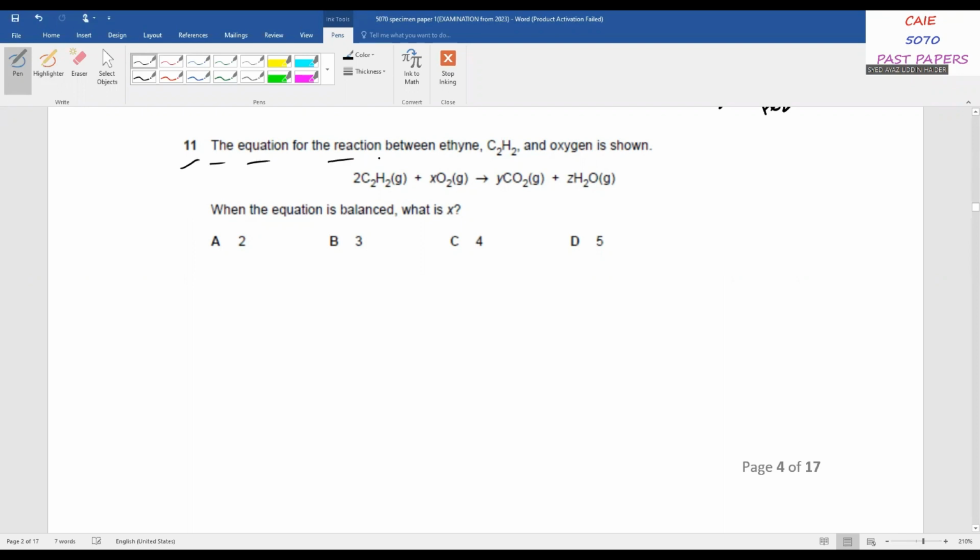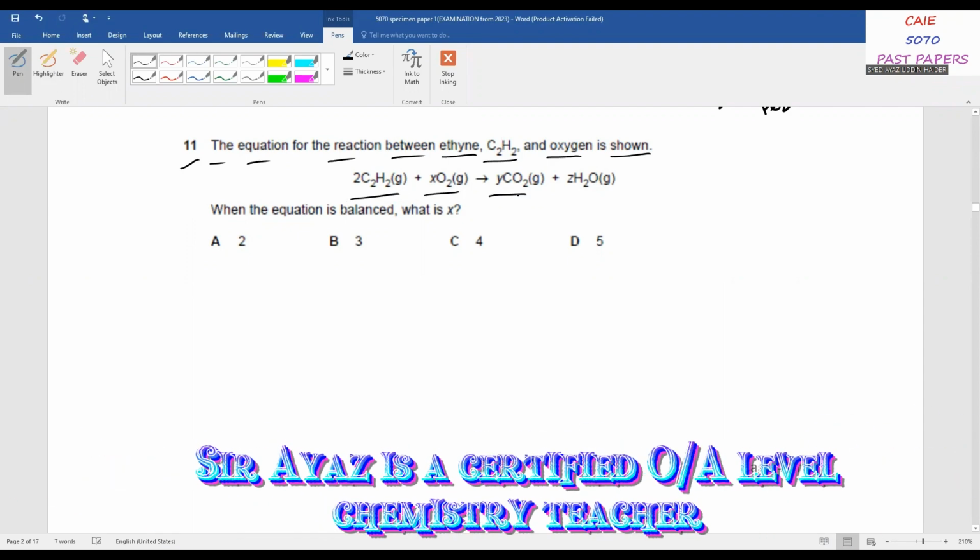The equation for the reaction between ethyne C2H2 and oxygen is shown: 2C2H2 + XO2 gives YCO2 + ZH2O. When the equation is balanced, what is X? So we will simply balance this reaction equation, then we'll get the correct balanced form of this equation. I'm writing the equation here.